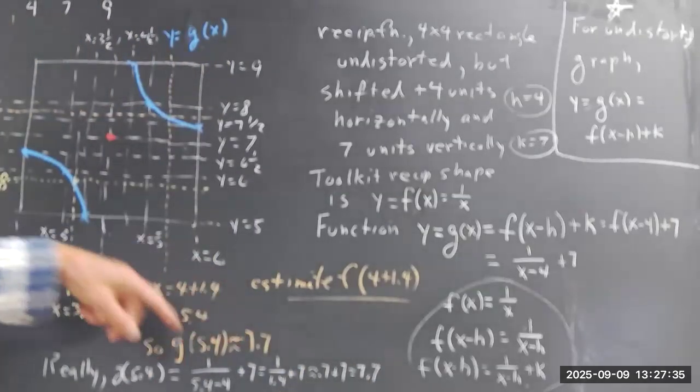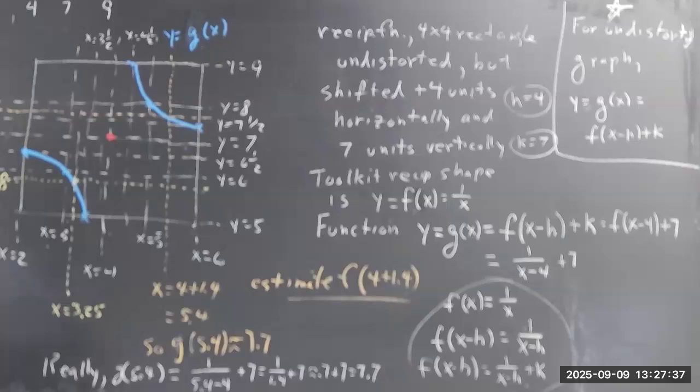What was my estimate from the graph? Just from drawing that line, it was 7.7. Did I draw an extraordinarily accurate graph? No, it was fairly accurate, but it wasn't extraordinarily accurate, but I still nailed it. Okay.